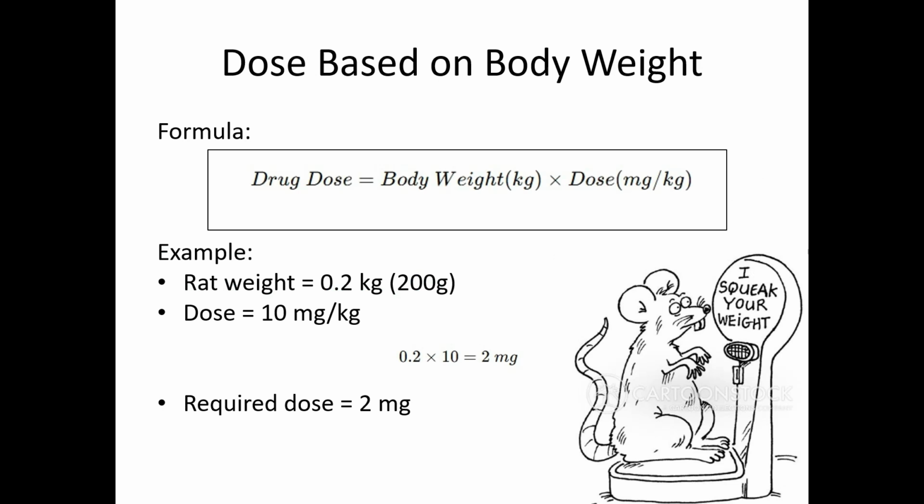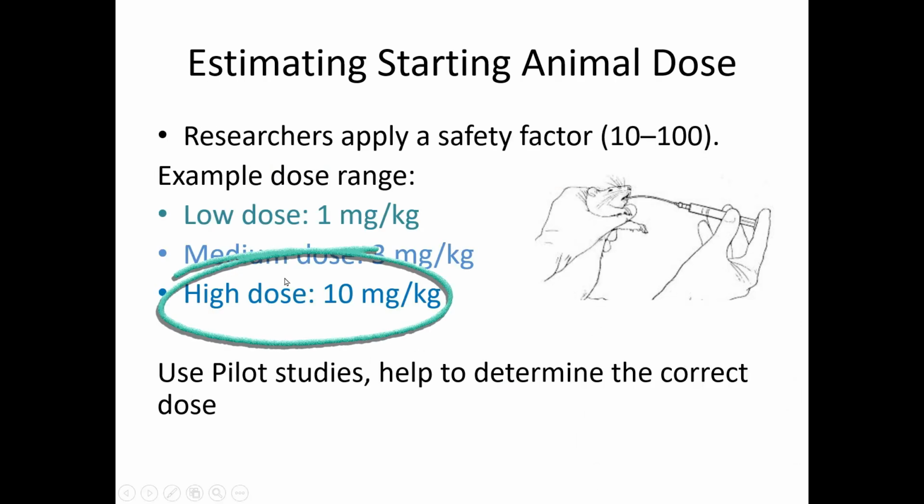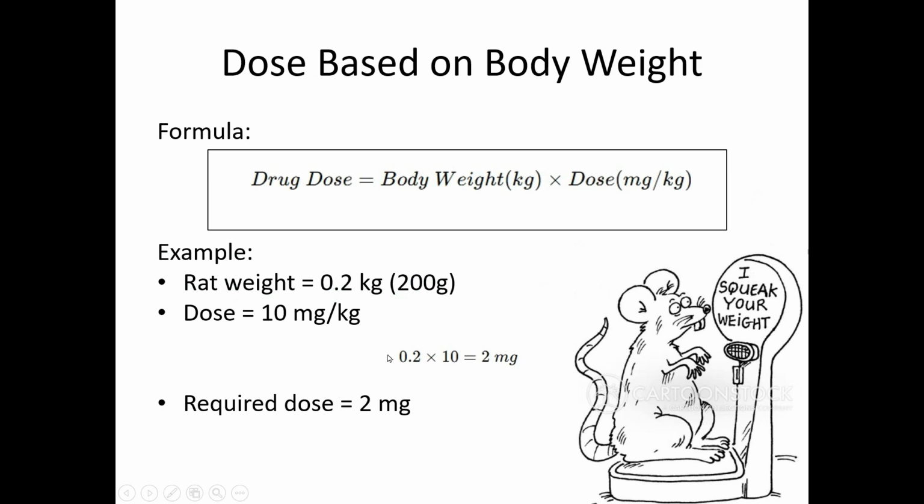Based on body weight, now we will calculate the per animal dose. So dose based on body weight. Formula: drug dose equals body weight in kg times dose in mg per kg. Example, rat weight is 0.2 kg, meaning 200 grams, and dose is 10 mg per kg. This dose we have chosen here. So we will calculate the drug dose: 0.2 times 10 is equal to 2 mg. So the required dose is 2 mg per rat.